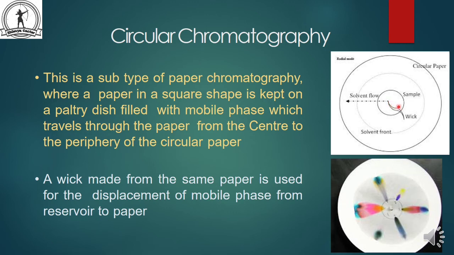In all directions the sample will run, and it gives a very good, precise and accurate result. After some time the sample will be separated, like you see in this image. The sample will separate in so many directions. So by circular we are putting 2-3 samples and they are separated.